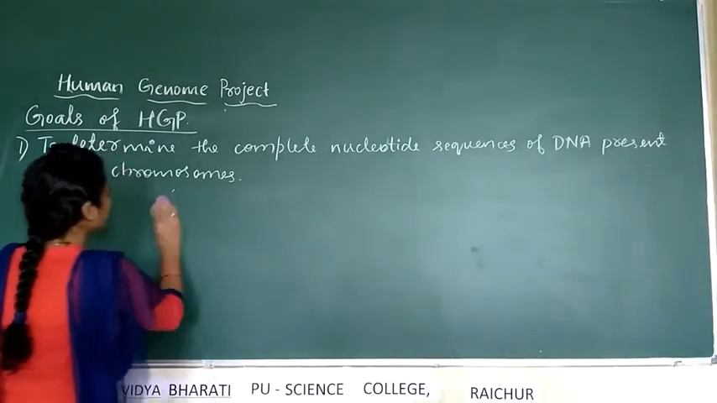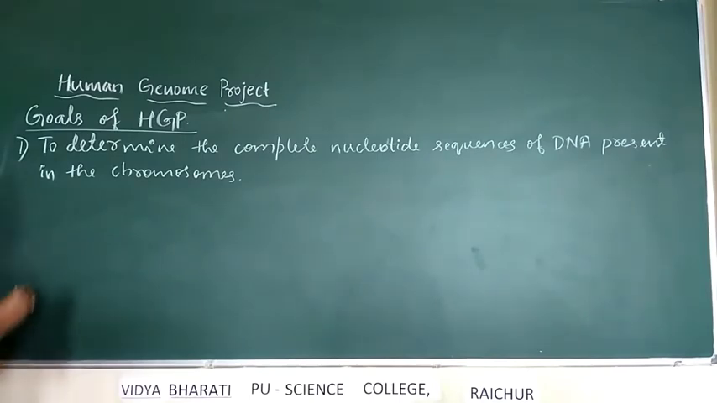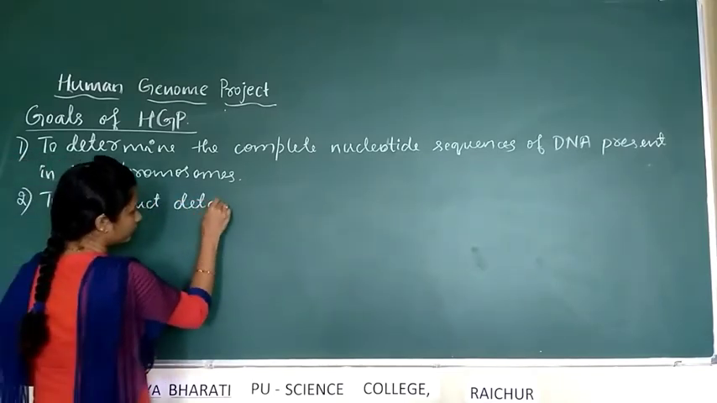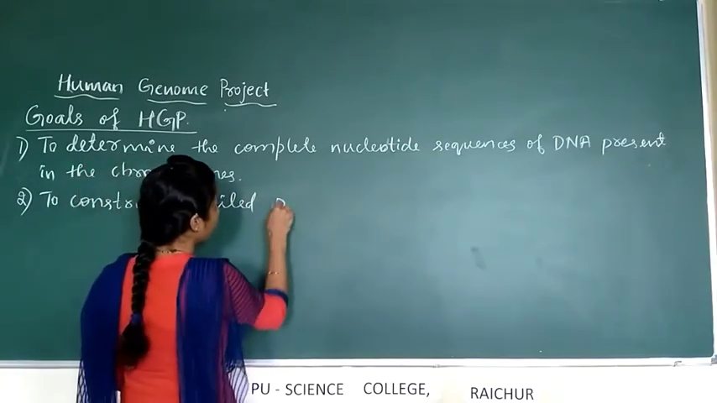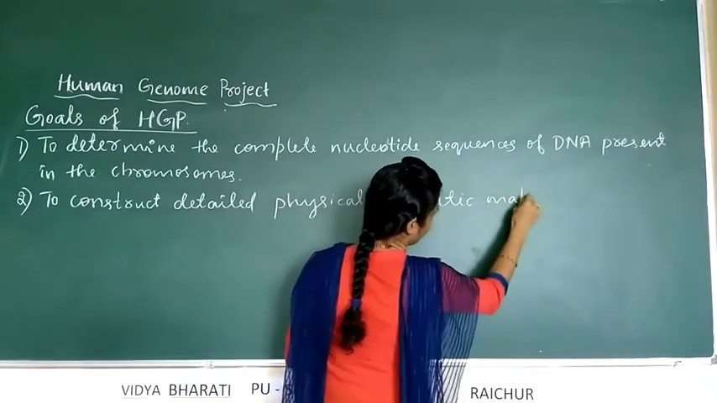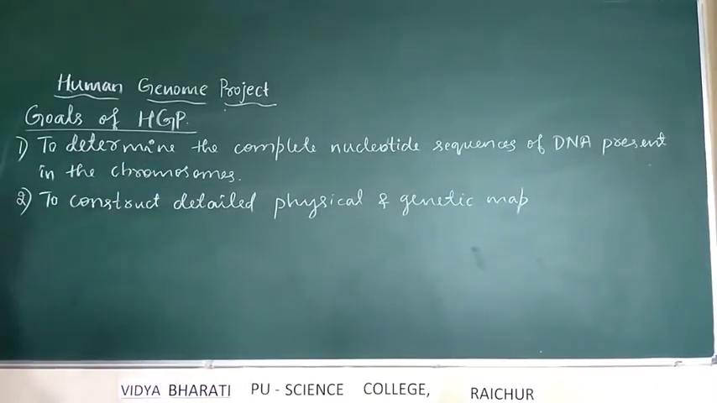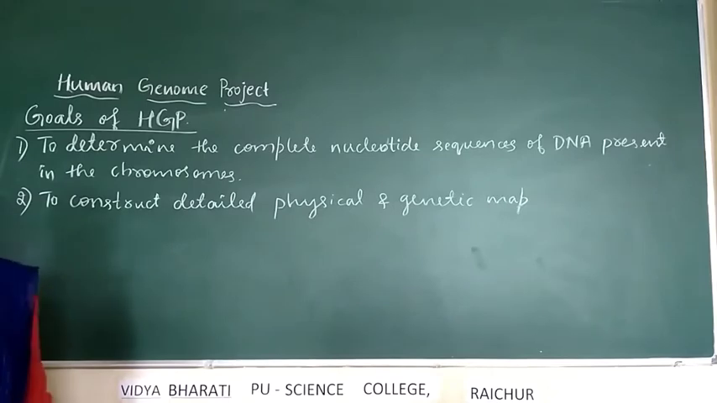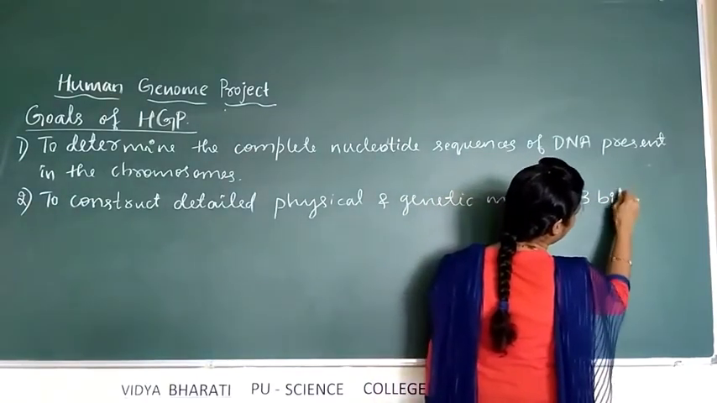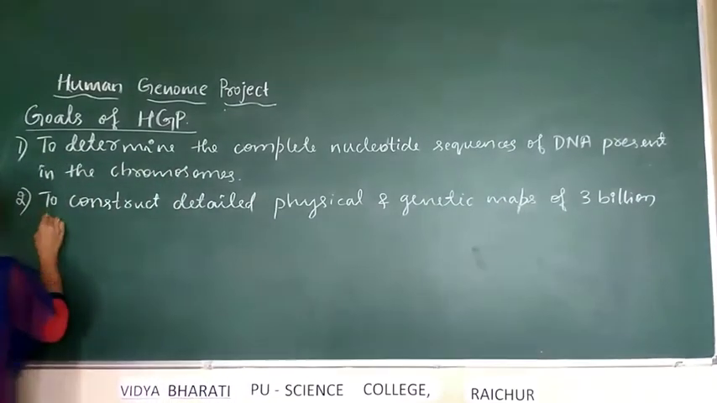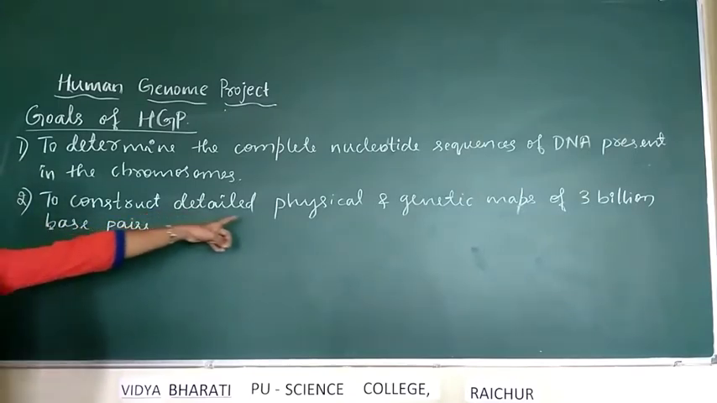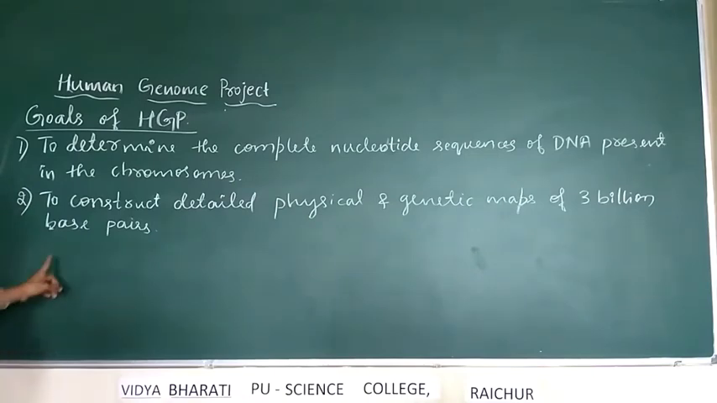Then the second one is to construct detailed physical and genetic maps of about 3 billion base pairs.